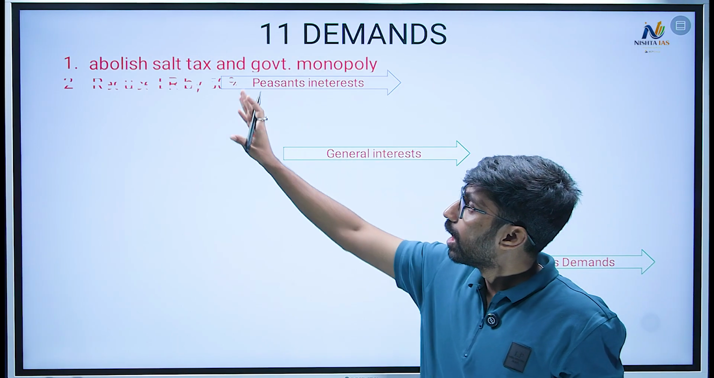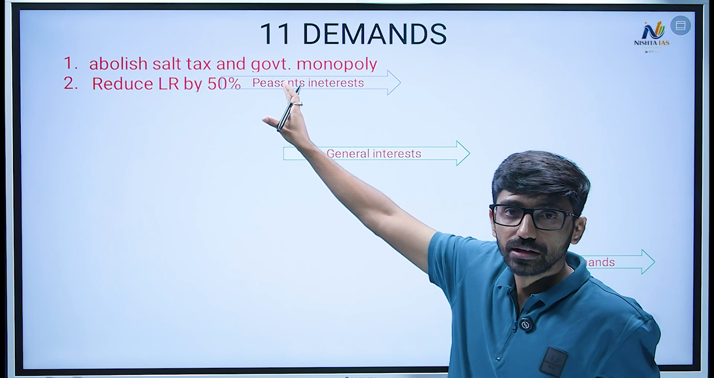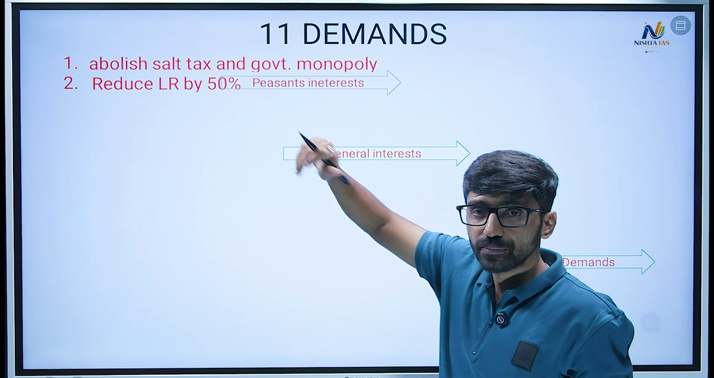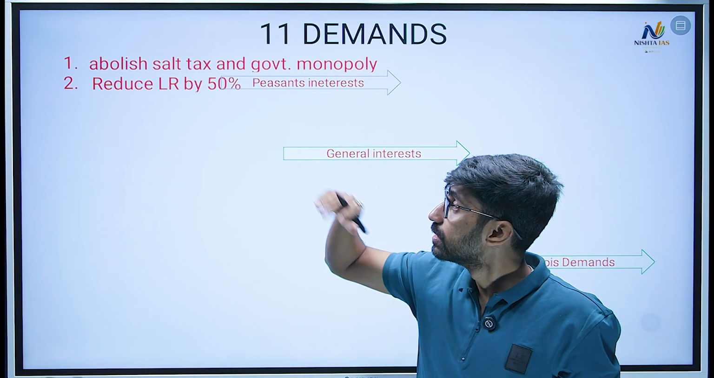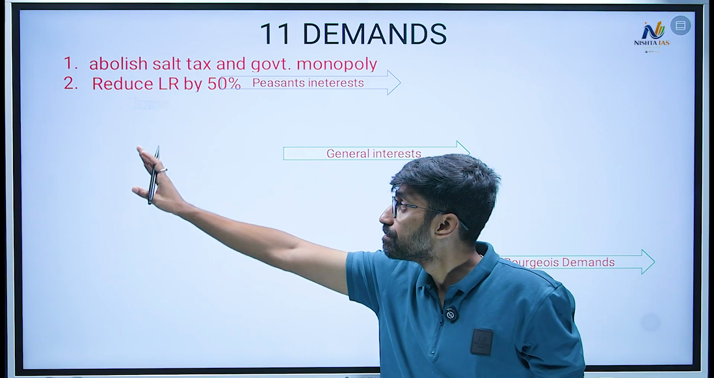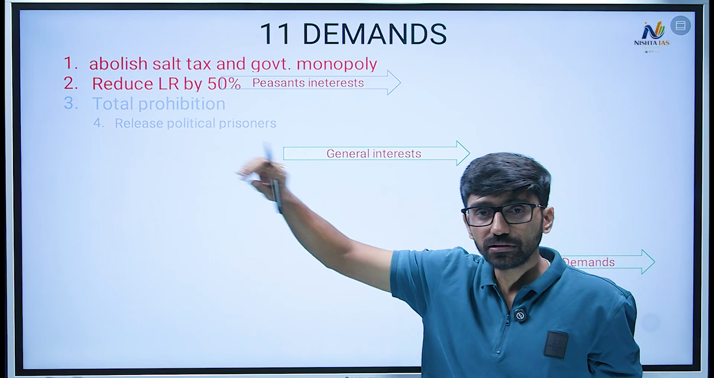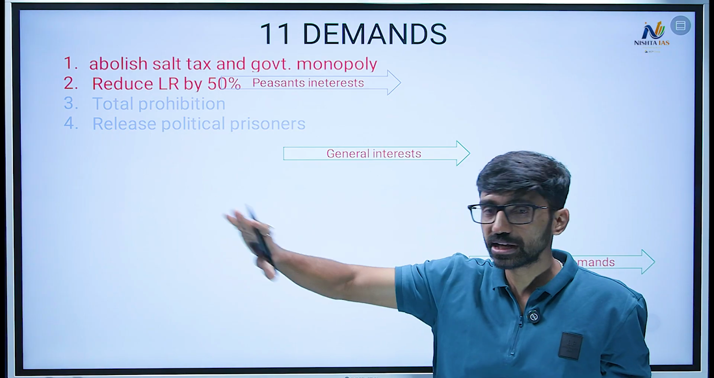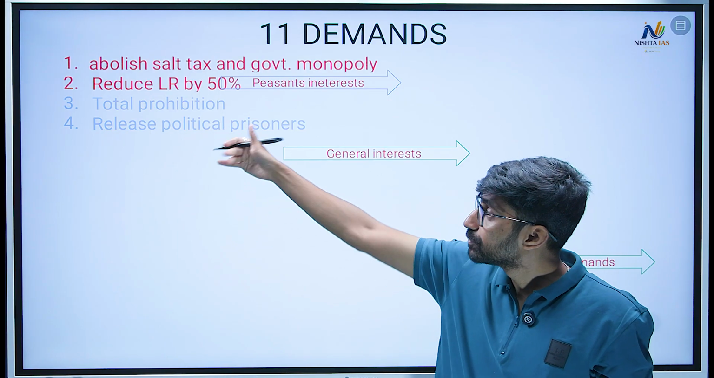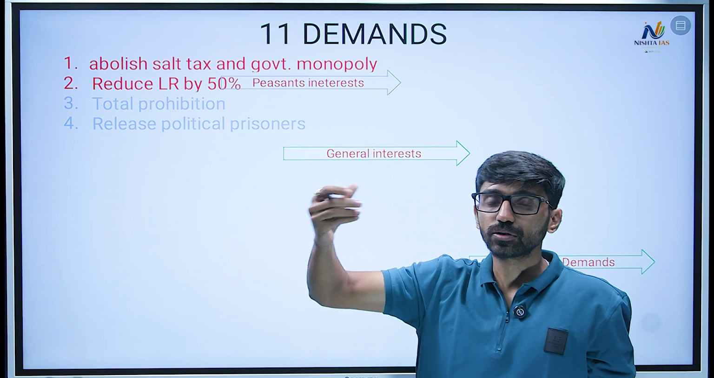Look here. Abolish salt tax and monopoly. He put it under the peasants category because peasants are the largest category in the country. Reduce land revenue by 50%. Then total prohibition, completely ban alcohol. Release political prisoners: Bhagat Singh, Sukhdev, Rajguru.